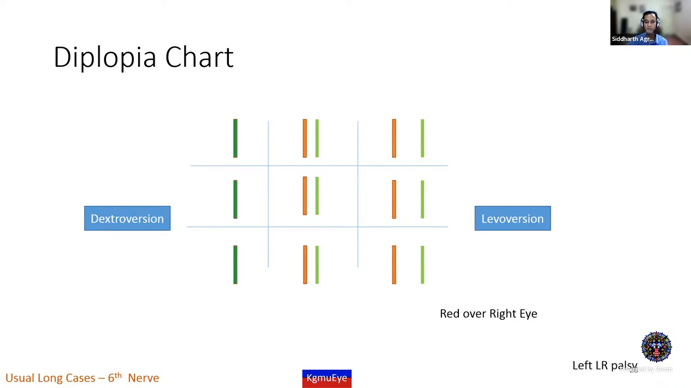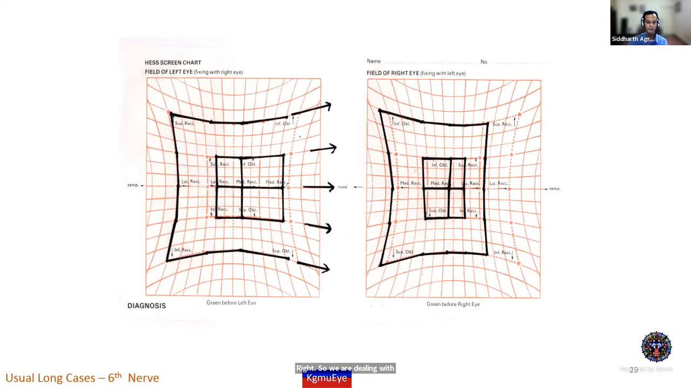Right, so we are dealing with left lateral rectus palsy. Now, a few words about the Hess chart. Hess charting is important to understand. You should all practice Hess charting in your post-graduation.